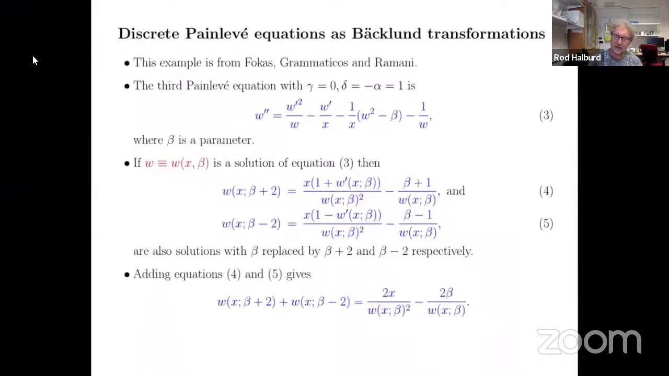Okay, so here the roles of what is the independent variable and what's the parameter have been reversed. So here x is the independent variable, beta is the parameter. Now x is just along for the ride. Everything is just evaluated at x. There are no derivatives or anything with respect to x. But it's a difference equation in beta. So beta is the independent variable.